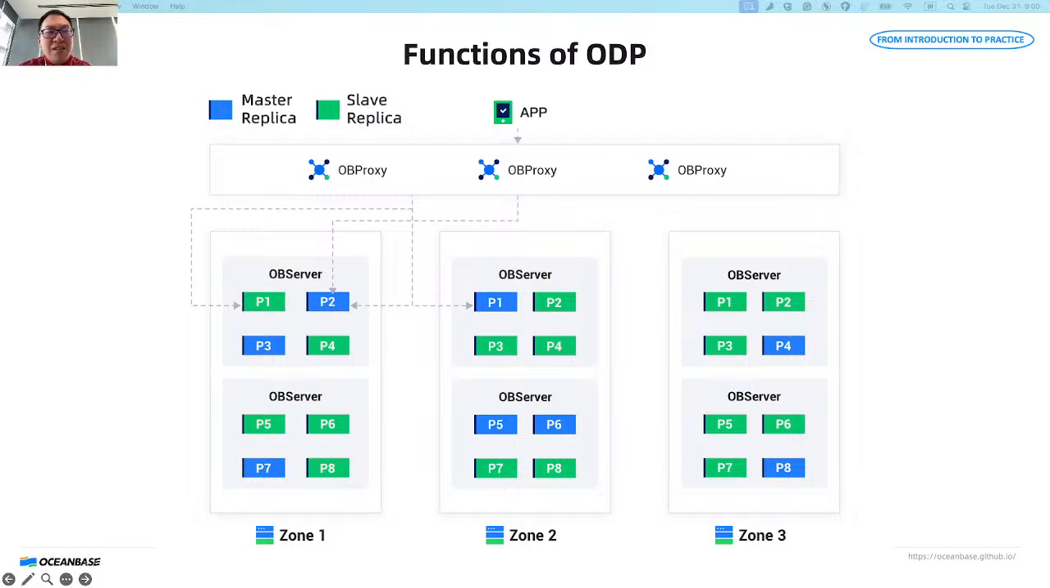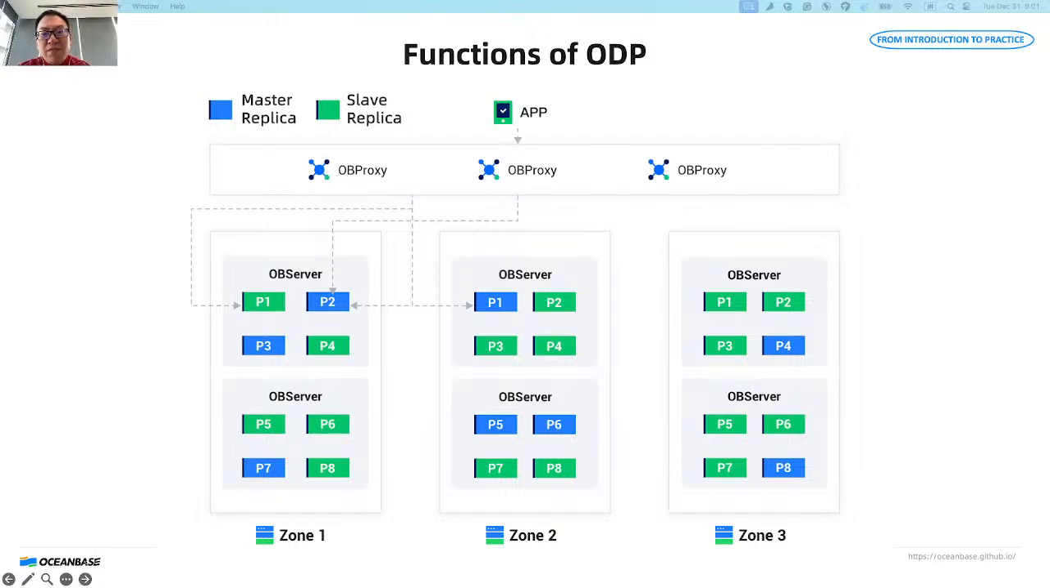Let's take a look at the architecture first. The app is our business program. There are 3 ODPs under the app. In actual deployment, there is usually a load balancer such as F5 or NGX between the ODP and app to distribute requests to multiple ODPs. And under the ODP are the OB server nodes. There are 6 OB server nodes in the architecture.